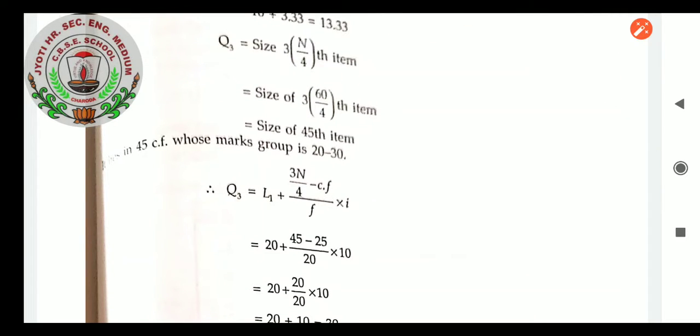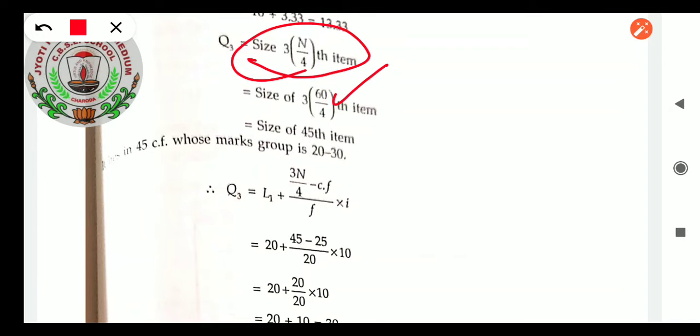For Q3, the formula here is also changed. It is 3 into N by 4th item. Let us take N by 4, where total N was 60. So 60 divided by 4 is 15, and 15 into 3 we will be doing, it will be the 45th item.